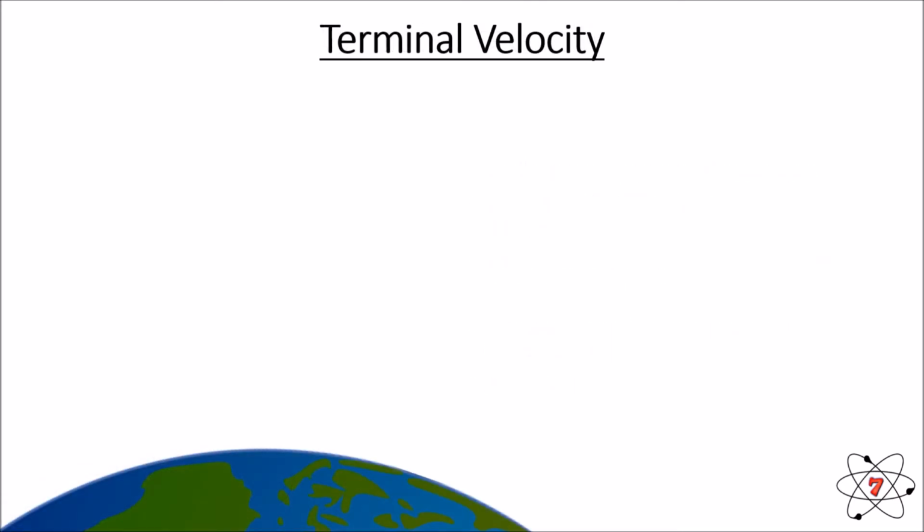Now another concept that I want to look at, as well as freefall, is something known as terminal velocity. Now we know what velocity means. Velocity is the movement of an object in a specific direction. So it's not quite the same as speed. It is a vector, not a scalar.